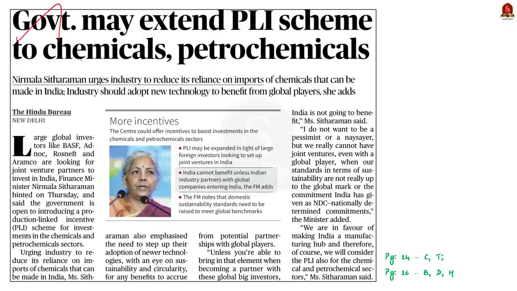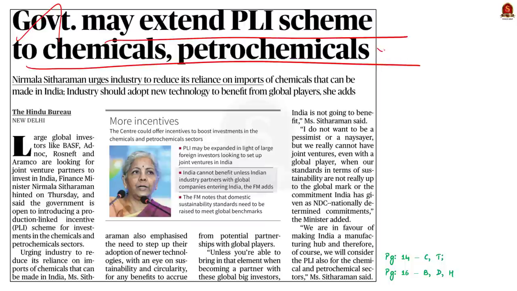This business page article says that our government is open to introducing a production linked incentive, that is PLI scheme, for investments in the chemicals and pharmaceuticals sectors. The government is of the opinion that the PLI scheme will help in reducing import of chemicals which can be produced in India. This is the crux of the article given here. In this context, let us quickly revise about what is this PLI scheme.